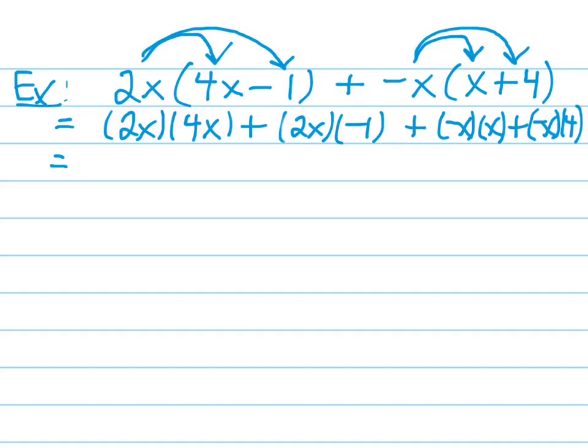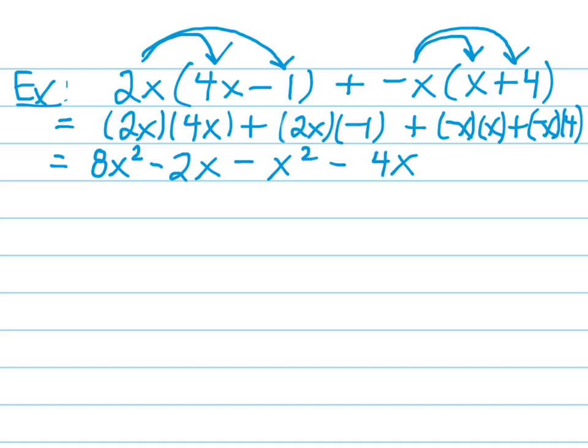Alright, so now let's expand it. So 2x times 4x, well that's 8x squared. And 2x times negative 1, so that's negative 2x, so I'll write subtract 2x, just like that. Negative x times x, well that's negative x squared, so subtract x squared. And then negative x times negative 4, well that's negative 4x.